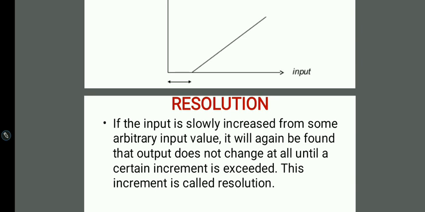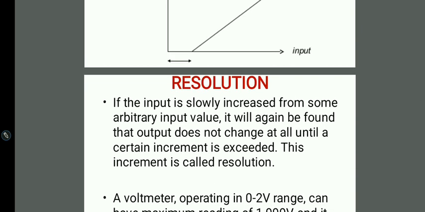So if we are increasing some input from some arbitrary input value which is kept as a reference, we are increasing the input from that particular arbitrary value. Here also we will observe that there will be output only when the input has reached a certain limit.